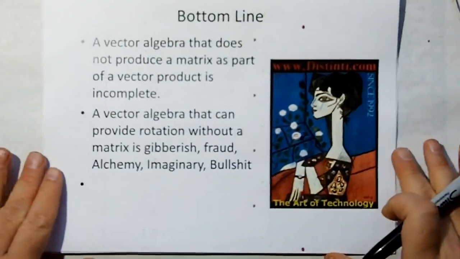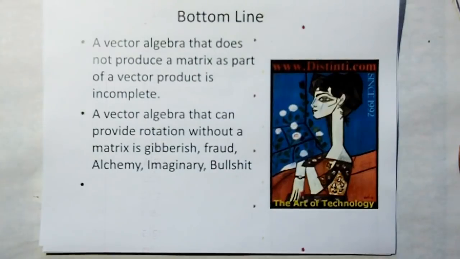Okay, again, bottom line, a vector algebra that does not produce a matrix as part of a vector product is incomplete. It doesn't mean you can't use it. It doesn't mean it's wrong. I'm not using it because it's not complete enough for me. Okay, a vector algebra that can produce rotation without a matrix is gibberish, fraud, alchemy, imaginary bullshit.